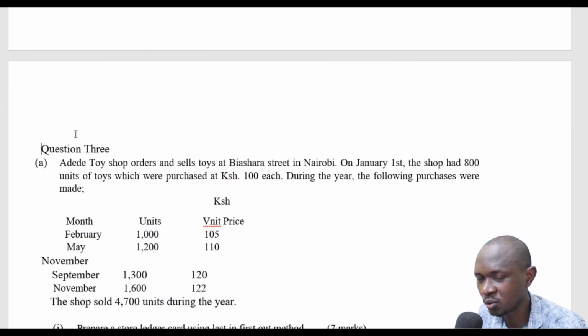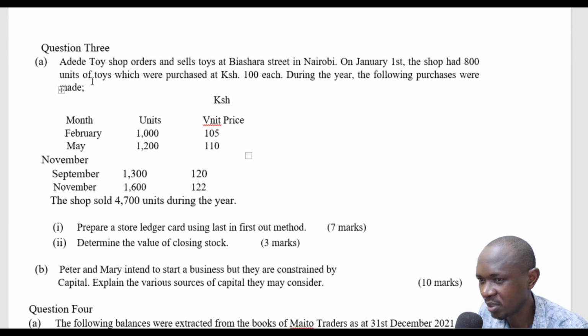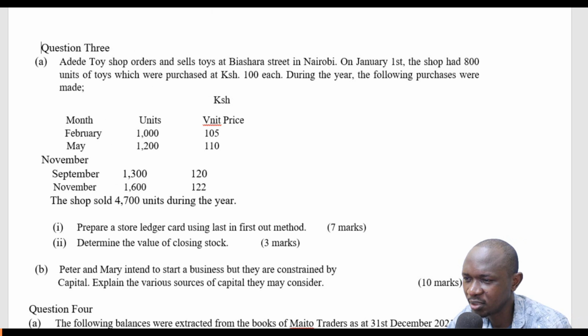Welcome. This is question 3 of the CPA November 2023 paper. We'll start with the first part. A Dede Toy Shop orders and sells toys at Biashara Street in Nairobi.